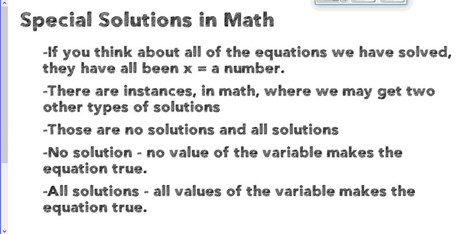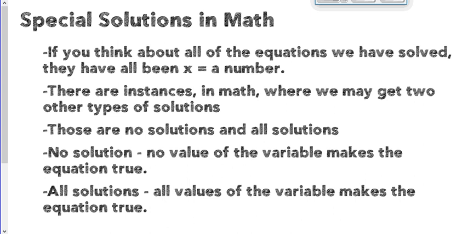All right, just wanted to briefly talk about some special solutions in math. If you think about all of the equations that we've solved so far, everything's always been x equals some sort of number, right? Fraction, decimal, positive, negative, whatever it might be. We do see instances in math where we're going to get maybe two different other kinds of solutions, right? Those would be no solutions, where literally no value in the universe works, and then all solutions, where every single value works. It doesn't matter what you choose, everything would work out.